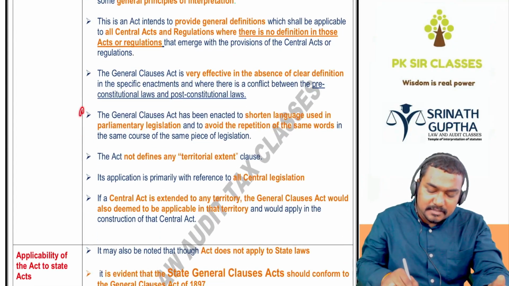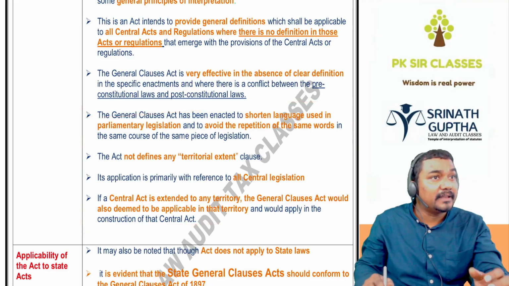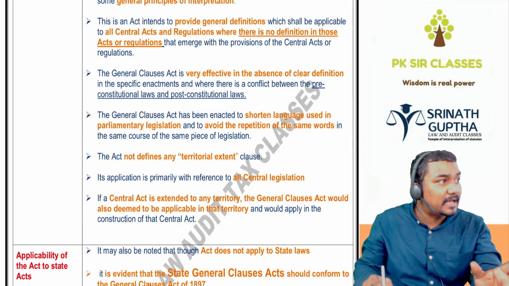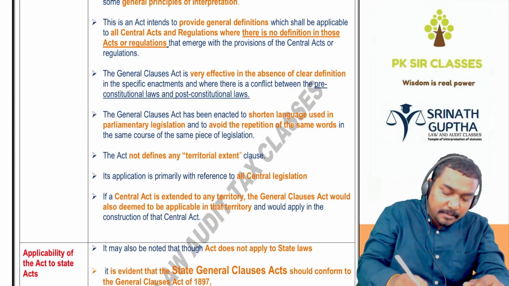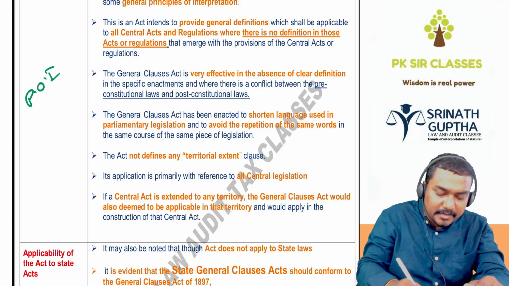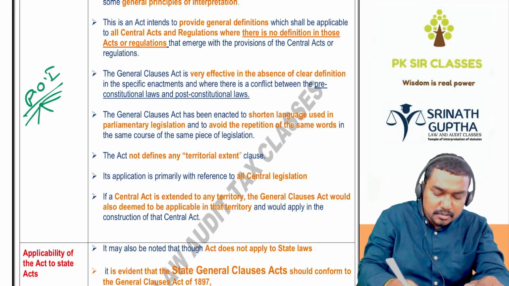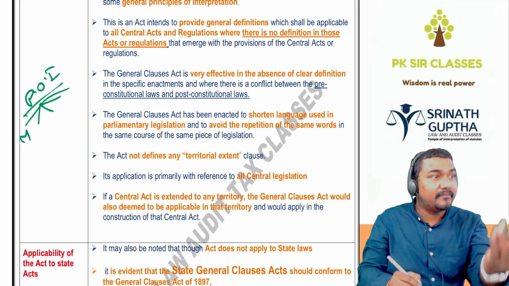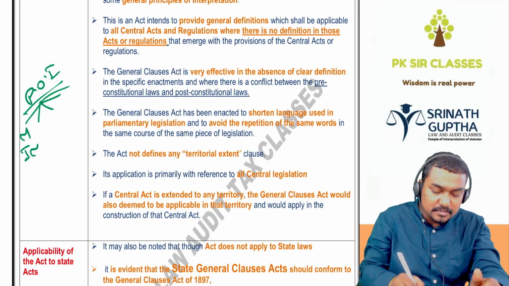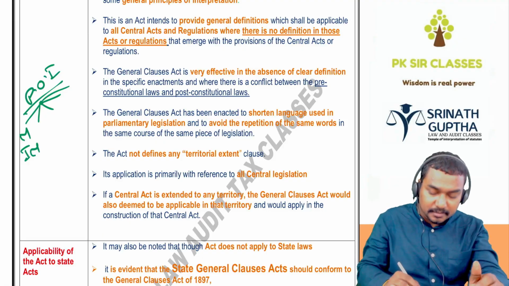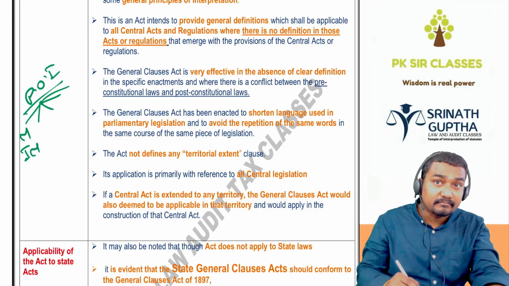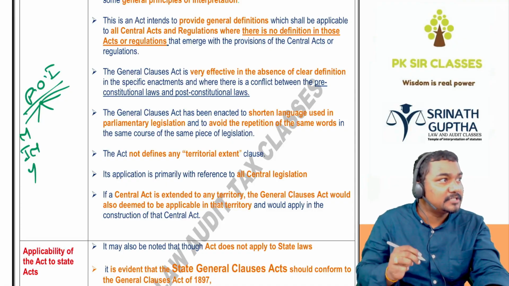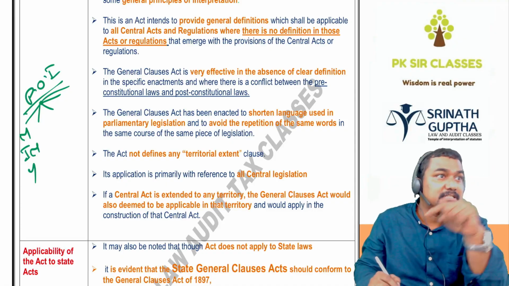The purpose of the General Clauses Act is to shorten the language of the central legislature. The Parliament of India passes so many laws. In every law, the words month, immovable property and year are used. I don't want to define the meaning of these words in every law. I will define them only once, in the General Clauses Act.